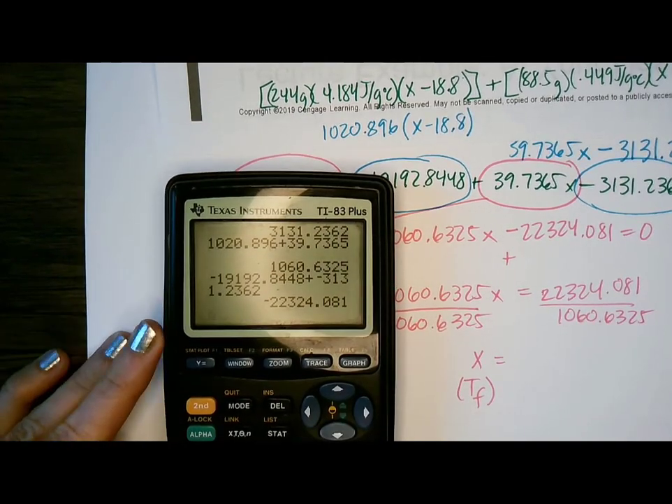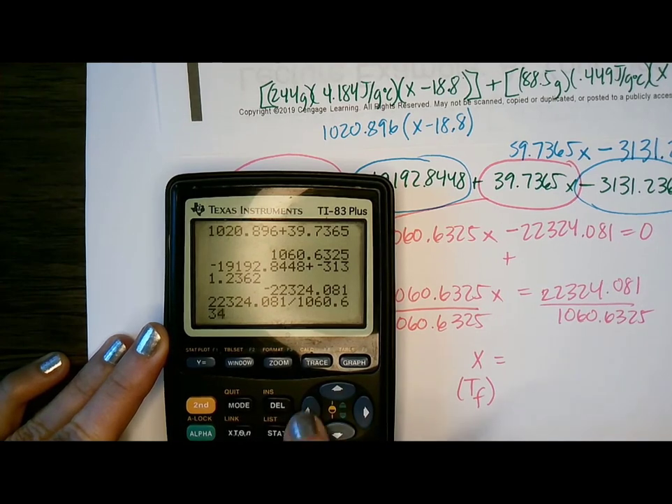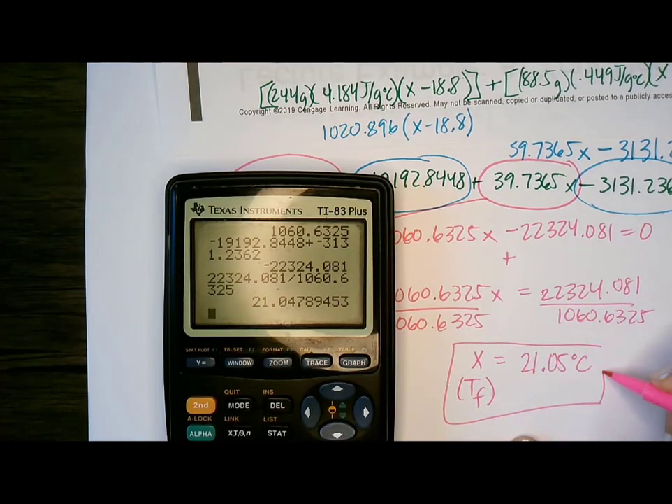All right, let's do 22324.081 divided by 1060.6325. We get a final temperature of 21.05 degrees Celsius. Now let's see if this makes sense.